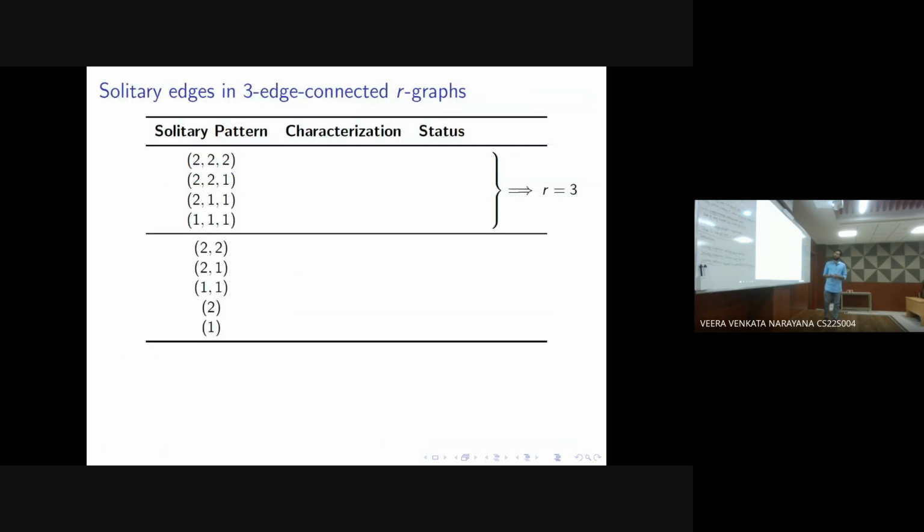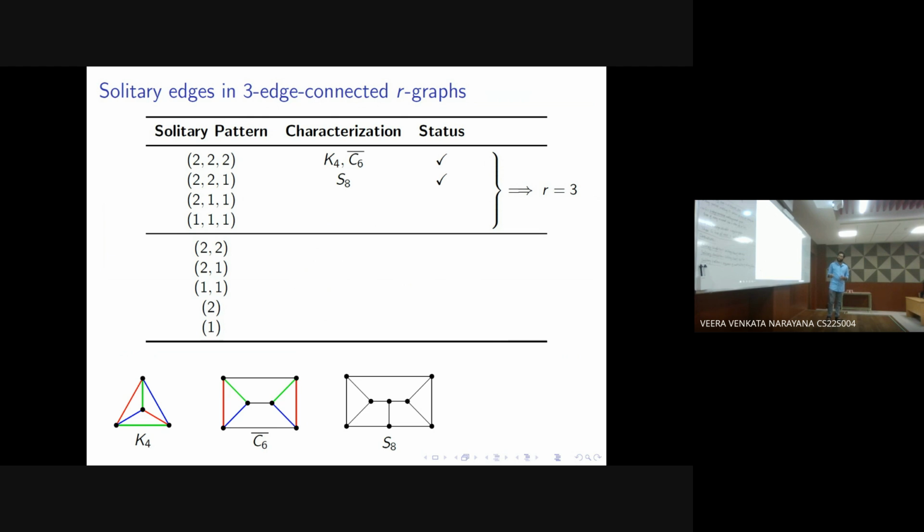Okay. So we proved the following. Only 3-edge-connected r-graphs with the solitary pattern 2, 2, 2 are K4 and C6 bar. Color classes represent solitary classes. The only 3-edge-connected 3-graph with the solitary pattern 2, 1 is S8, the Python graph, and for 2, 1, 1, S10 is the only graph. And for the solitary pattern 1, 1, 1, we have 5 graphs. We are going to display them in the next slide.